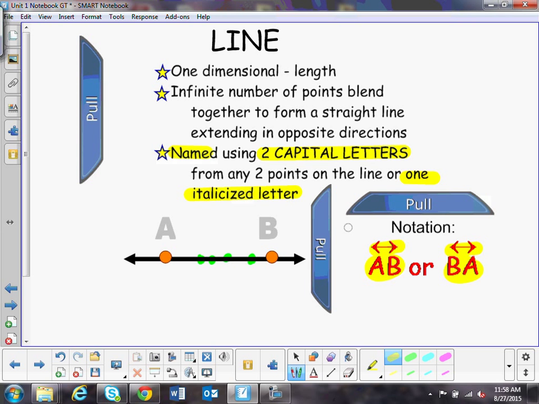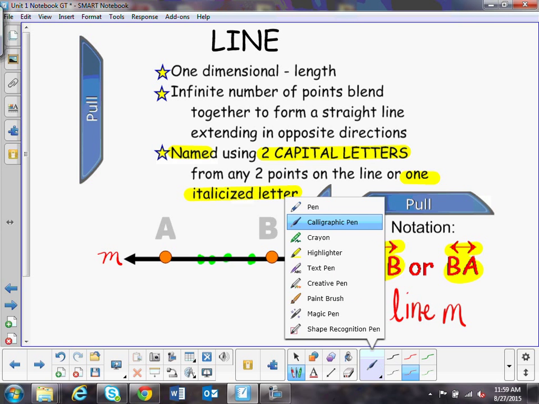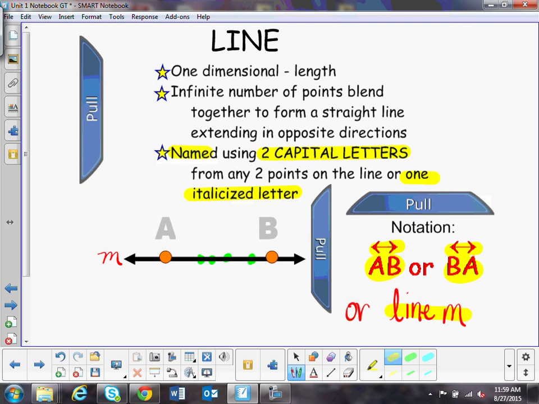Here's how you name it with one italicized letter. You don't see it on here, but on your homework you will. Let's say it has an italicized script letter. The way you would name it, you would write the word line, and then the letter. It's always going to be off to the side at one of the ends of the arrows. So highlight that. Make sure you know how to name these things.